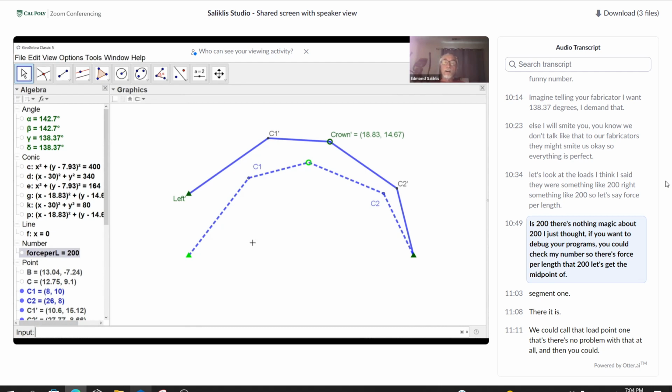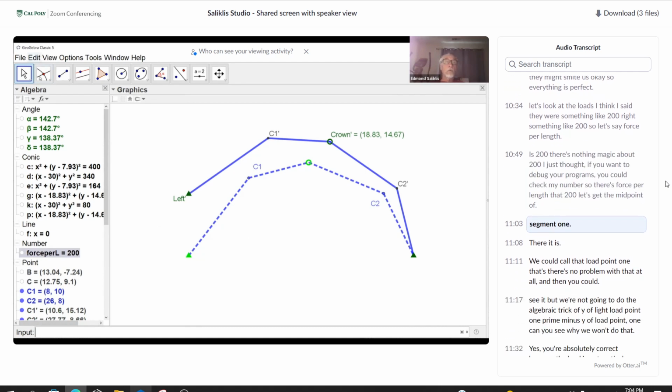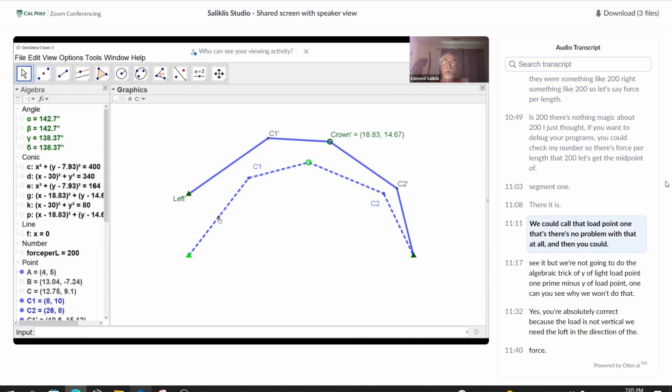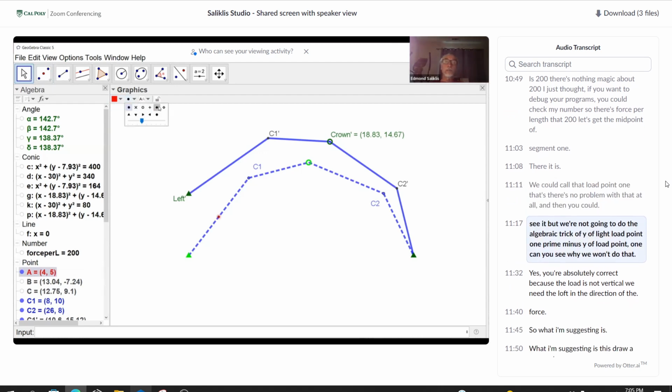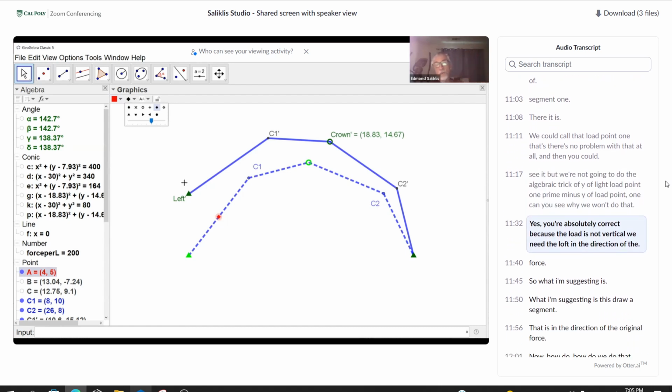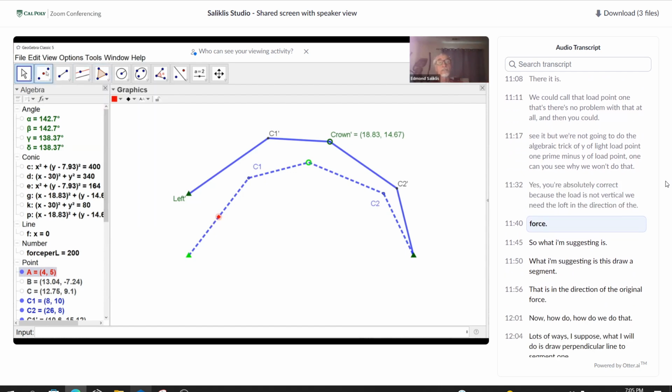Let's get the midpoint of segment one. There it is. We could call that load point one. There's no problem with that at all. And then you could see it, but we're not going to do the algebraic trick of y of load point one prime minus y of load point one. Can you see why we won't do that? Yes, you're absolutely correct, because the load is not vertical. We need the loft in the direction of the force.